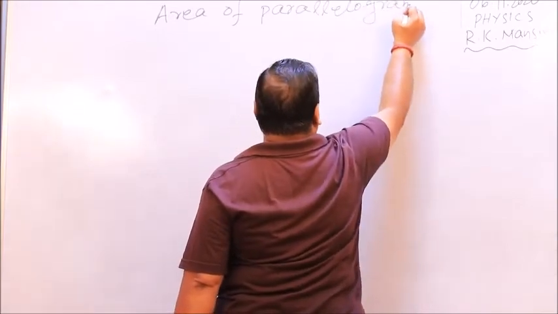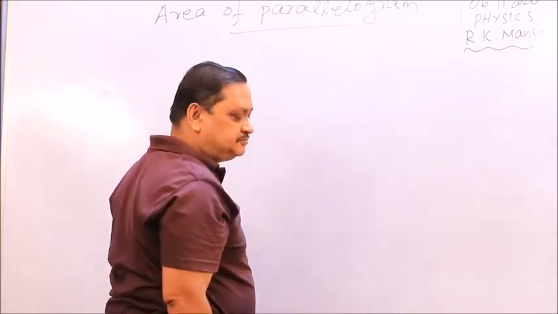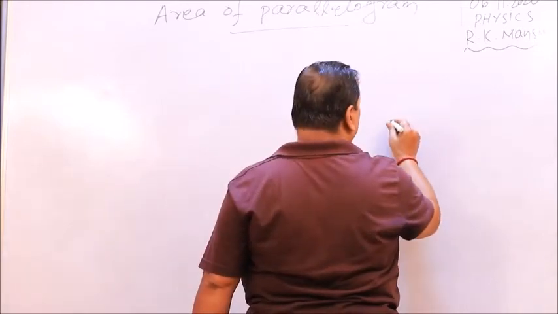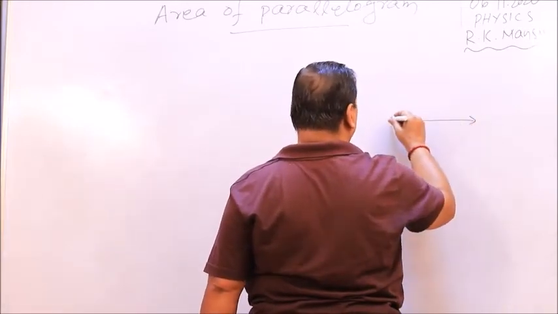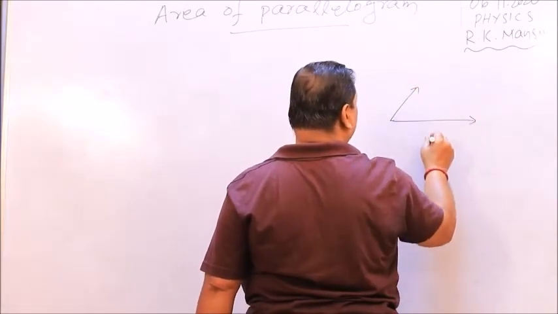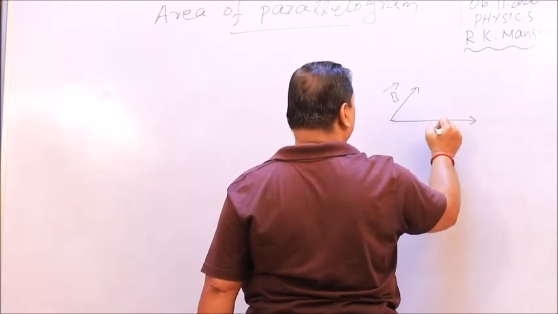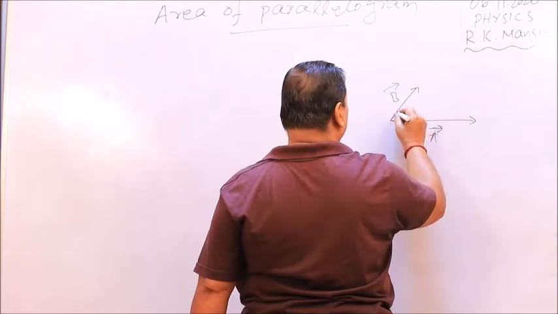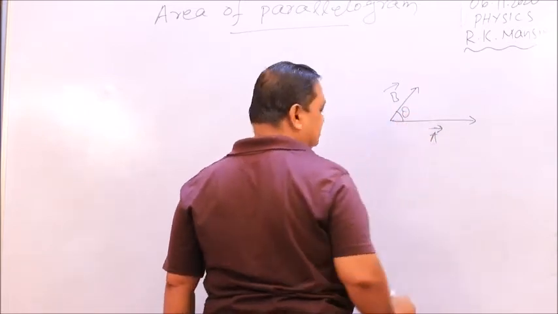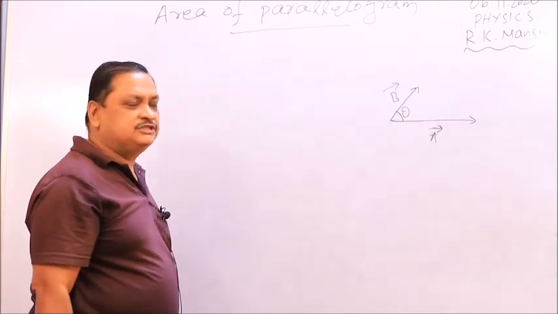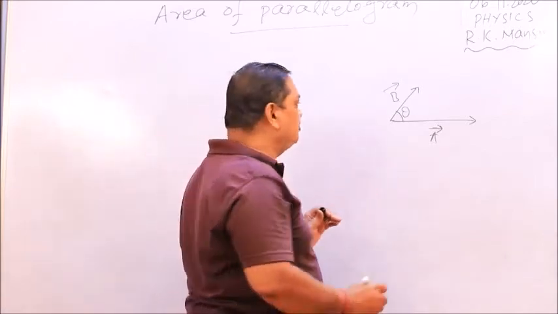Area of parallelogram. You just mark it. This is vector A, this is vector B, given angle between them is theta. Then the question is to find out the area of the parallelogram.